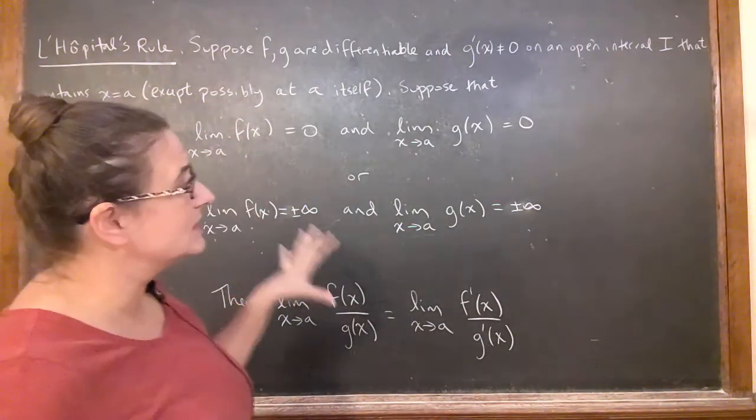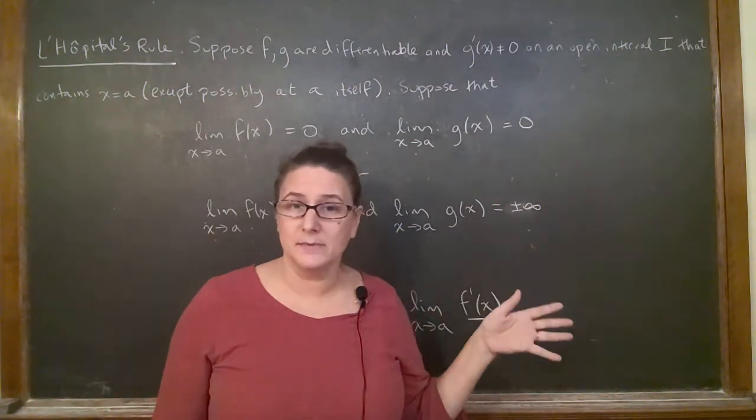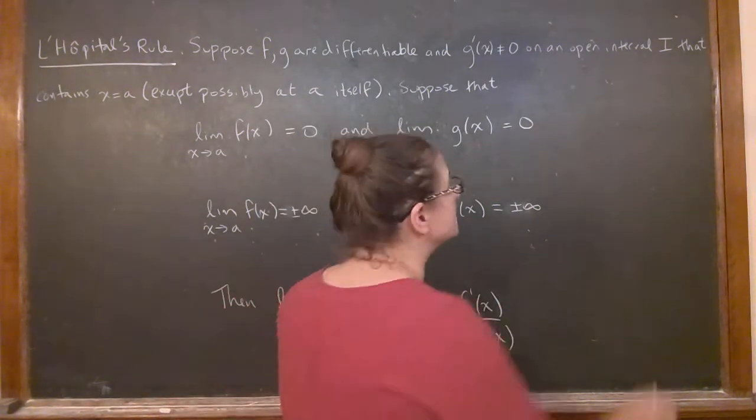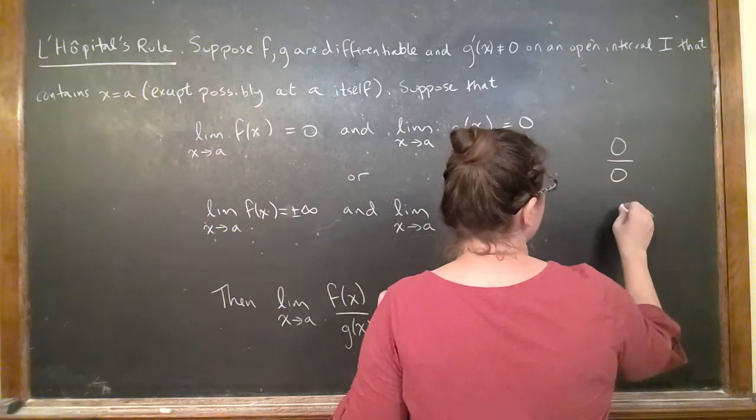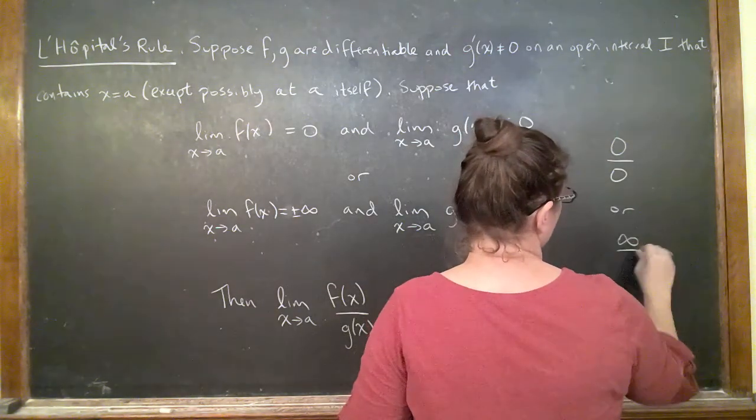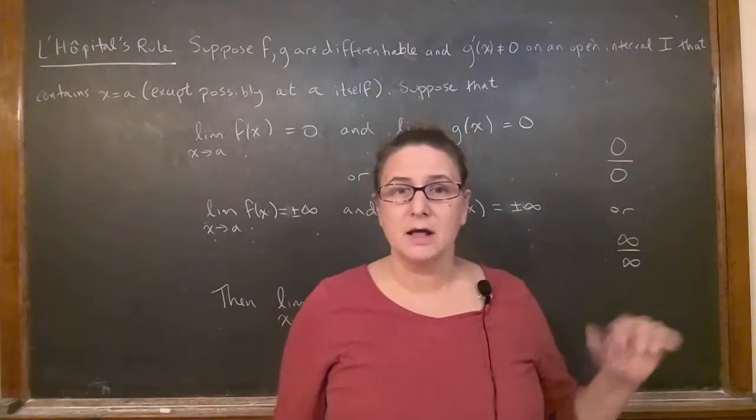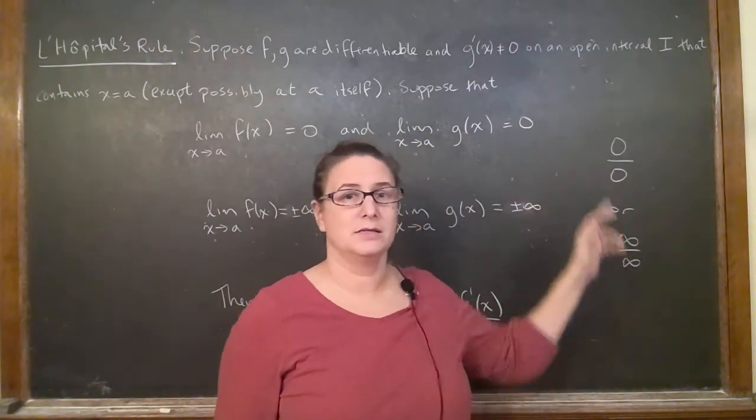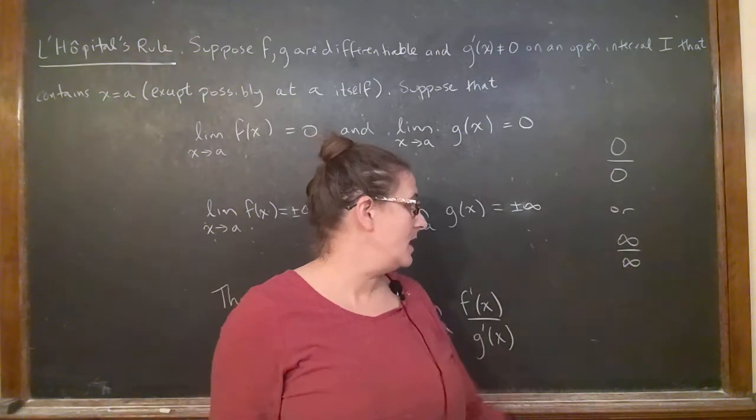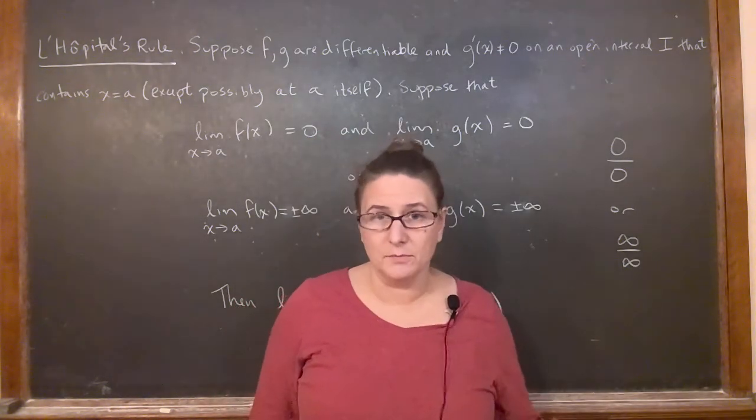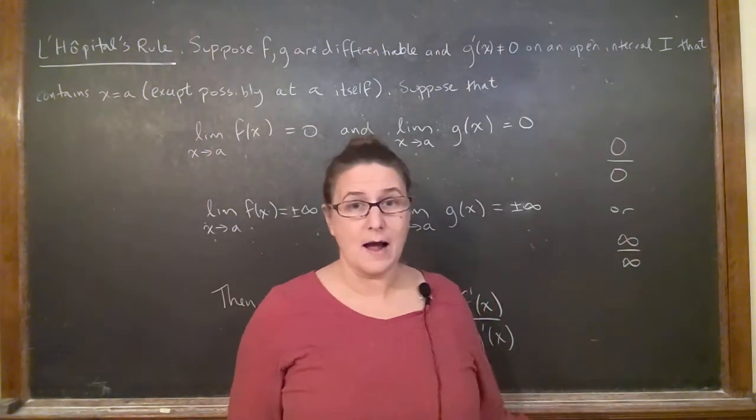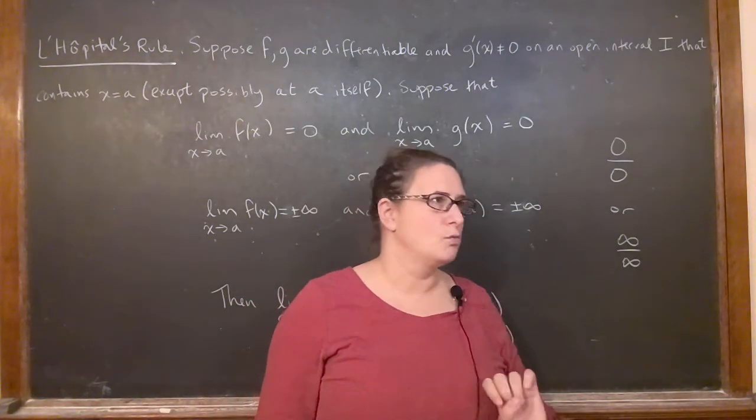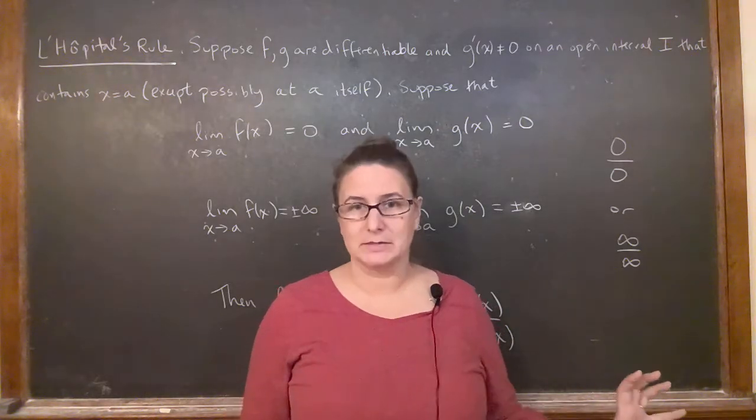So this is a rule for evaluating limits of indeterminate forms. Two specific indeterminate forms: 0 over 0 or infinity over infinity. A lot of the limits that we've seen back in chapter 2 were of this form, right? 0 over 0 or infinity over infinity. And we said, okay, if you've got this indeterminate form, you have to do some work to figure out what's going on. Divide by the highest power, do a bunch of algebra, all that stuff.